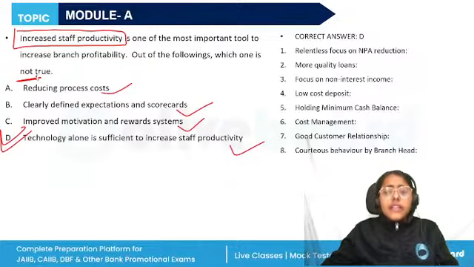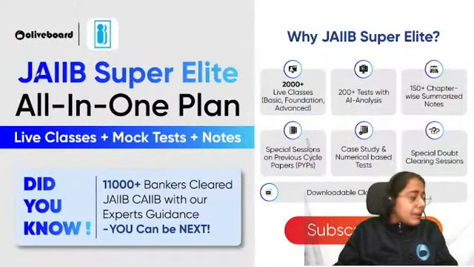Some other ways we can improve staff productivity: we can establish performance management techniques like clearly defined expectations and scorecards. We can also provide reward systems, better training and supervision, like employee of the month could be a title given to the best employee. Then redefining the job roles, using more flexible work arrangements, providing mobility for off-site work, outsourcing. All of these can be ways in which staff productivity can be improved.